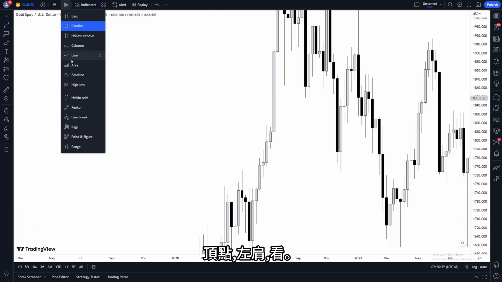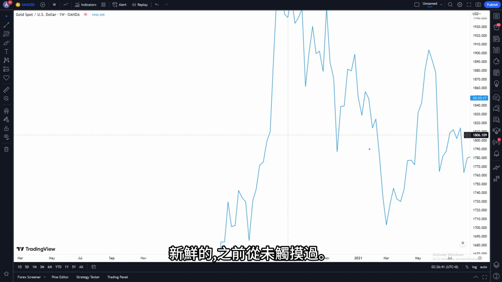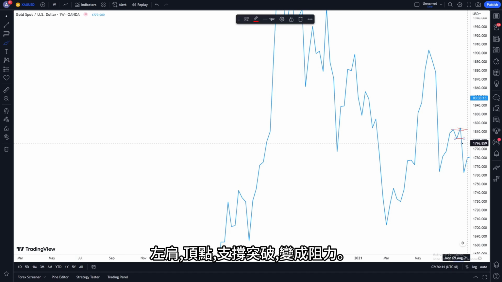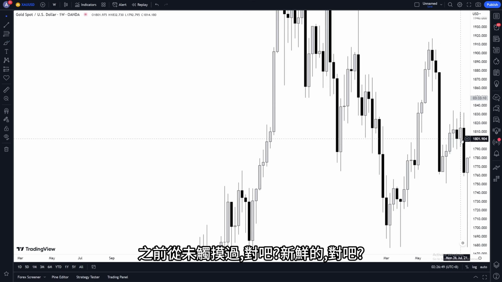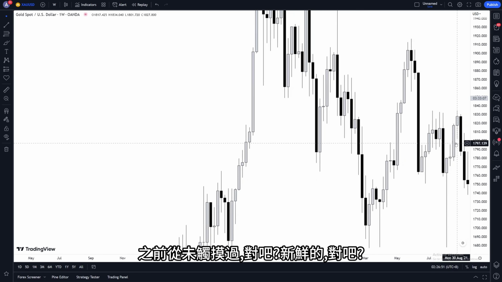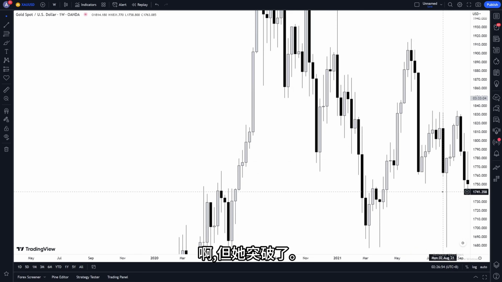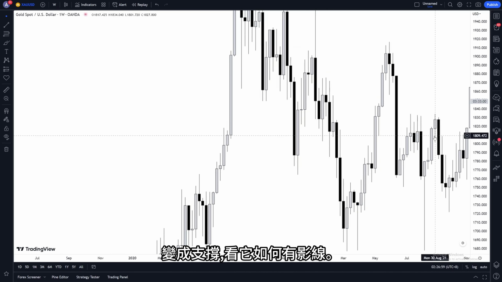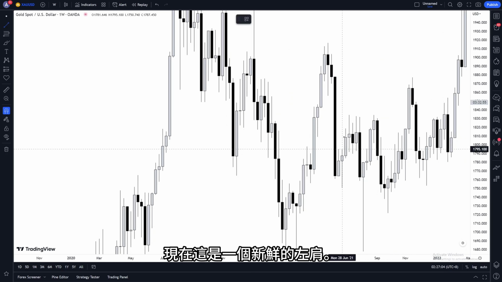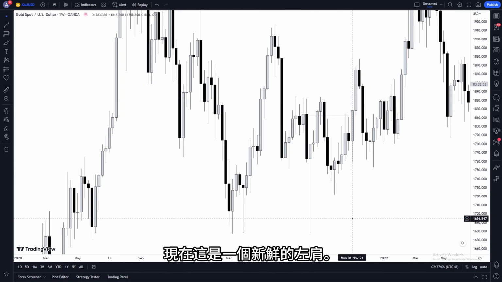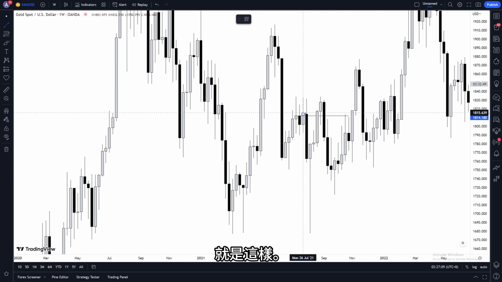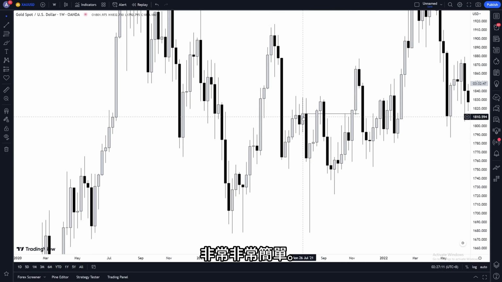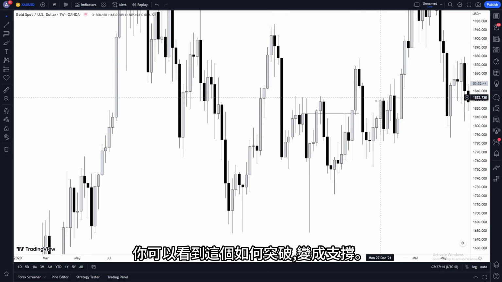Apex, left shoulder. Look, fresh, never touched before. Left shoulder, apex, support, break, become resistance. Never touched before, right? Fresh, right? Oh, but she breaks. She breaks up. See this resistance? Becomes support. You can see how it wicks, and then eventually it breaks. Now this is a fresh left shoulder. That's it. Very, very simple. You can see how this one breaks, becomes this support. It's just interchangeable, basically, is what I'm trying to say.